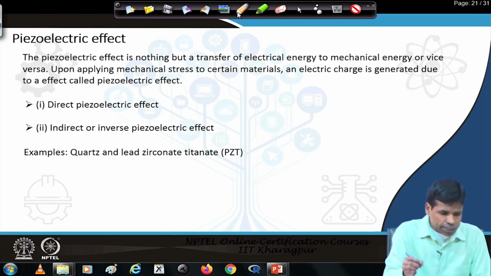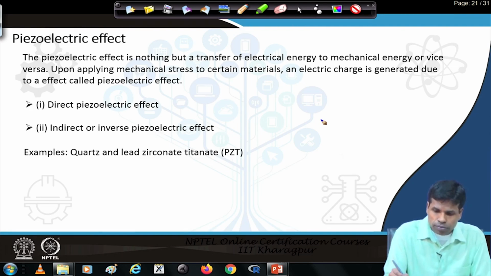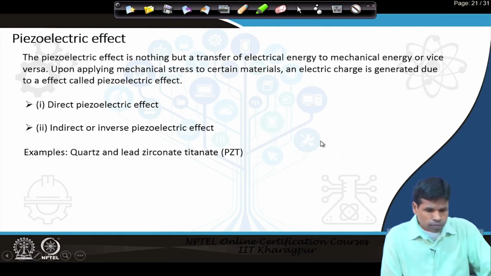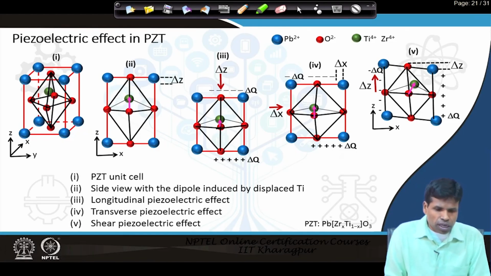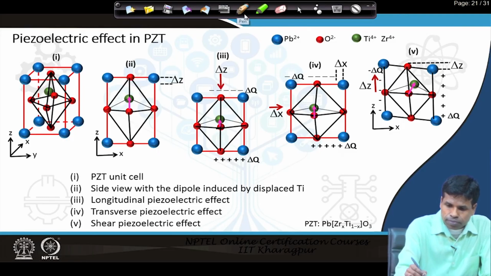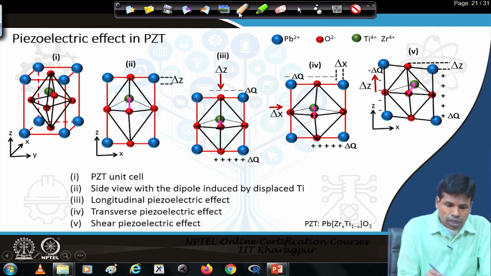Let us see this PZT example, how at the microscopic level PZT shows the piezoelectric effect. On the left side, what you see is a unit cell. In the unit cell, we have a divalent lead atom at the corner of the unit cell, shown in blue. Then oxygen is at the face centered position, that is, on the outer face of the unit cell.